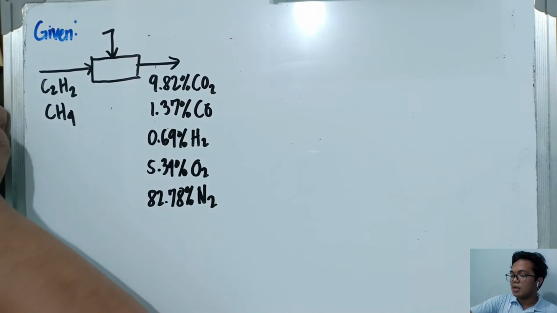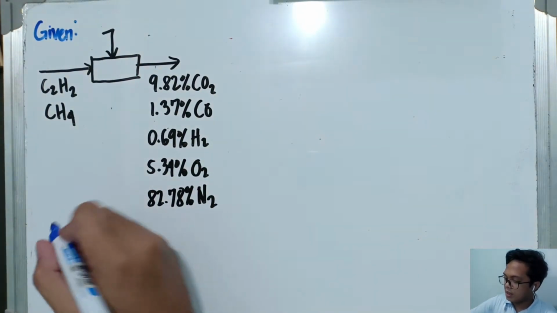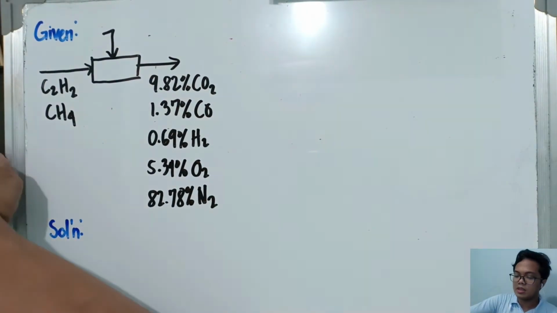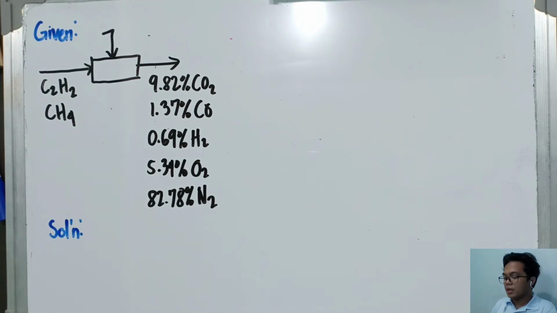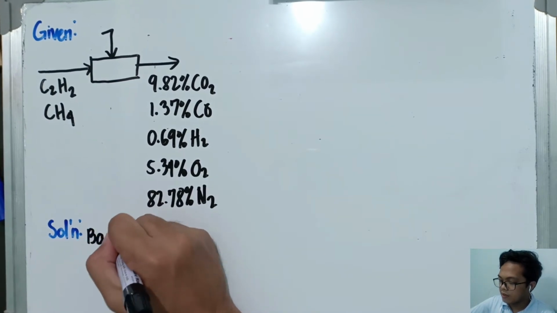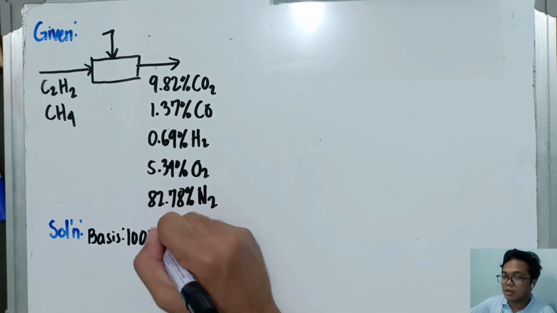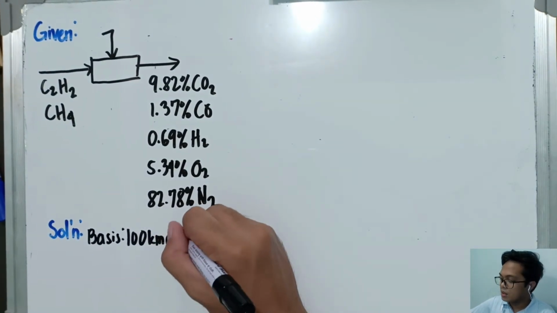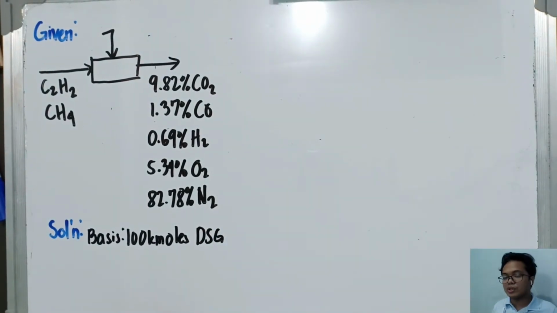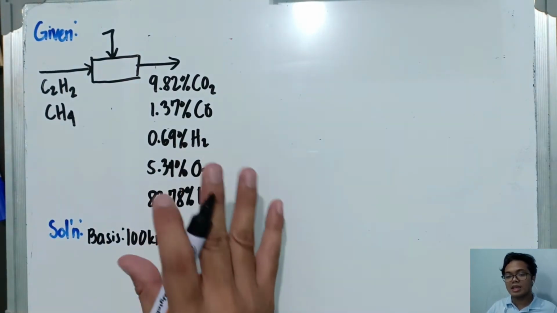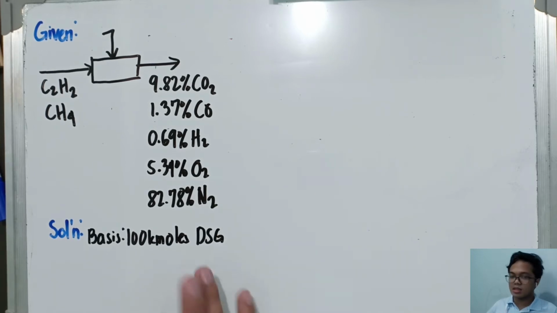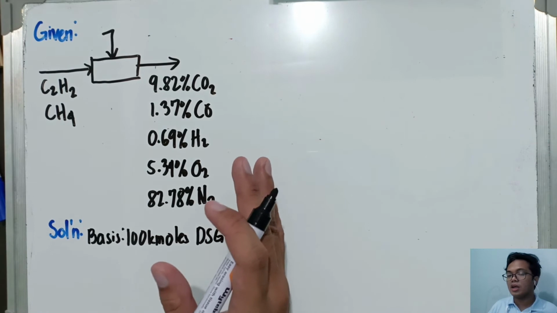The first thing you have to do to solve this is, of course, add a basis. For case 2, it's always best to have a basis on the product side. So that's going to be a basis of 100 kilomoles, just to make the calculations that much easier, 100 kilomoles of dry stack gas. It's imperative that you use dry stack gas because this is an ORSAT analysis. If you say it's 100 kilomoles of stack gas, then you assume that this is not an ORSAT analysis, but rather a complete analysis.